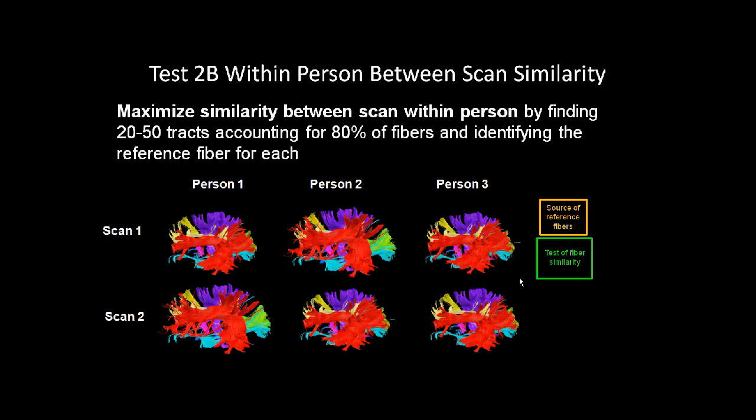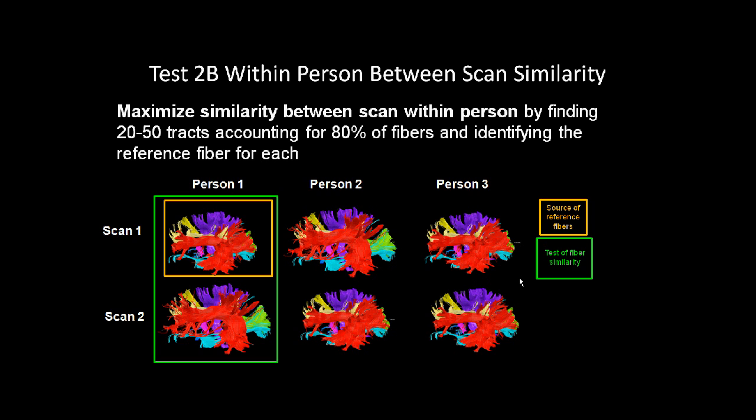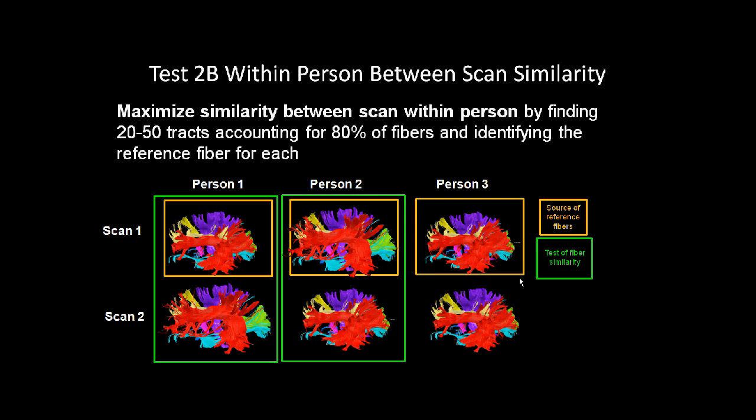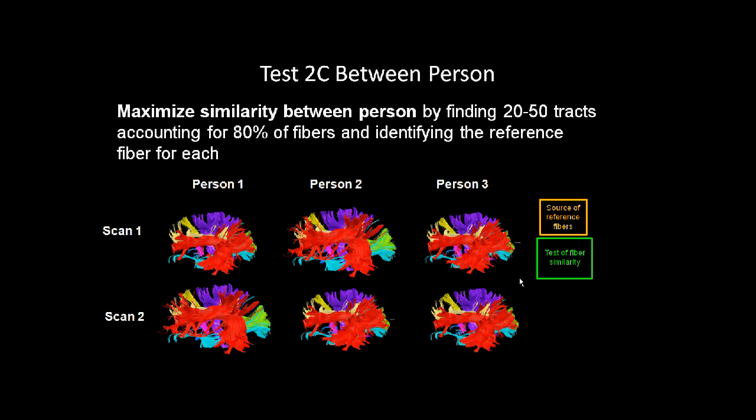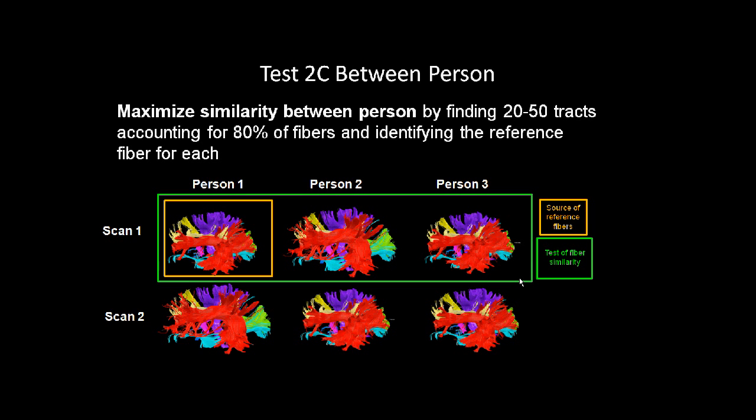For test 2B, it's a within person between scan similarity, so now you're going to predict for each individual their tract, and then you're going to predict their performance in a second scan within that set. In test 2C, this is a between subject scan, so we're going to use brain 1, the first person, as our base, and then predict where the fiber tracks are on person 2 and 3 within that set.